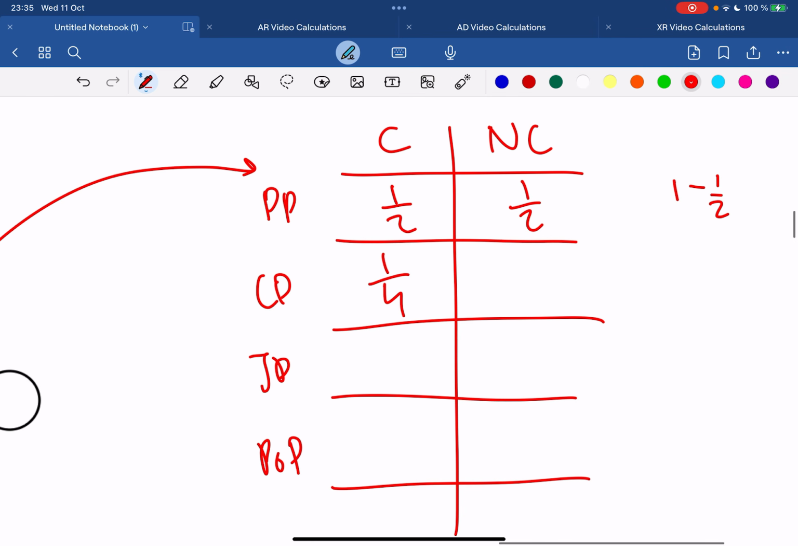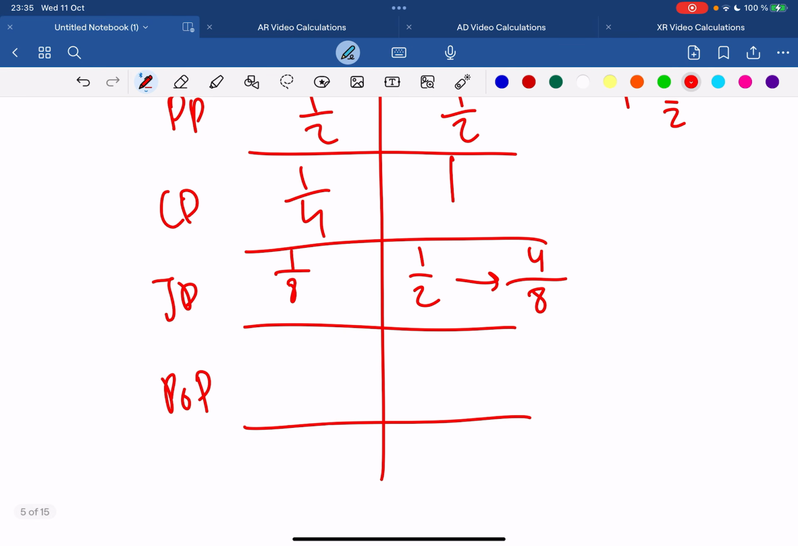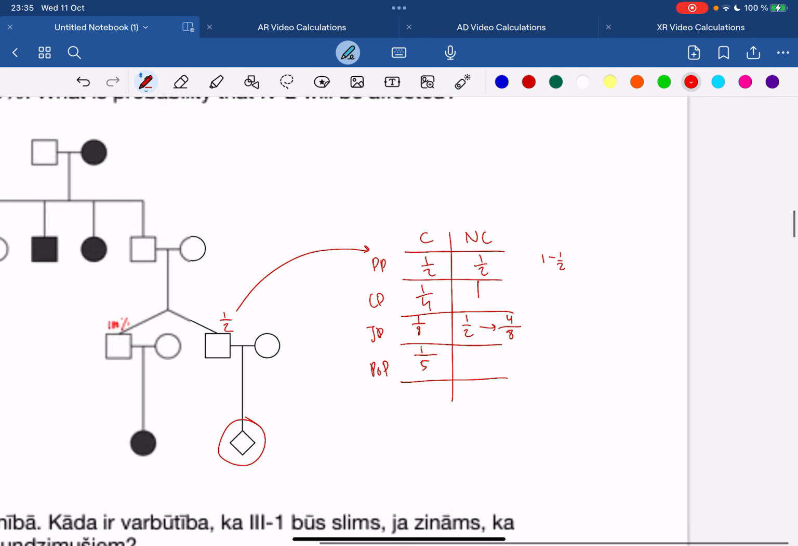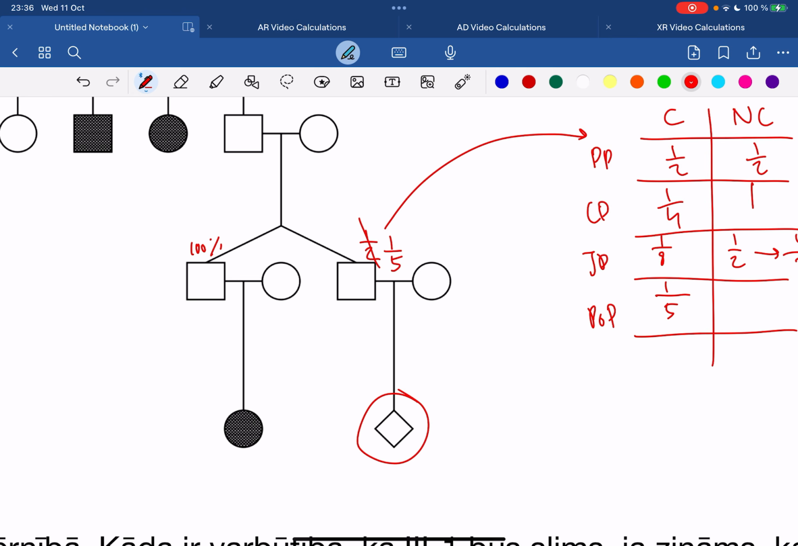All right, and then for non-carrier probability, for conditional probability, it's of course 1, because you will always be healthy if you're not carrying a dominant unhealthy allele. And now for joint, it's just that times that, which is 1/8, and then here it's 1/2, which can be converted into 4/8. And then for the final posterior probability, we just take the numerator here, divided by numerator here plus numerator here, which is 5. Okay, now we know the actual chance for this person to be a carrier.